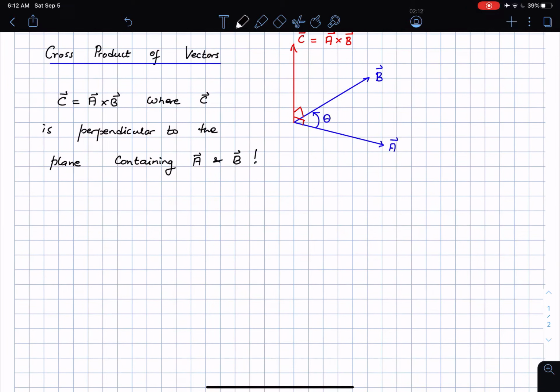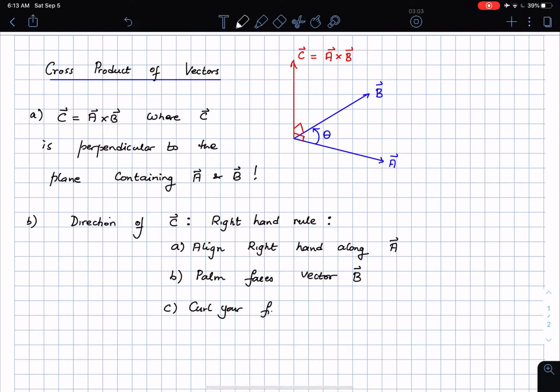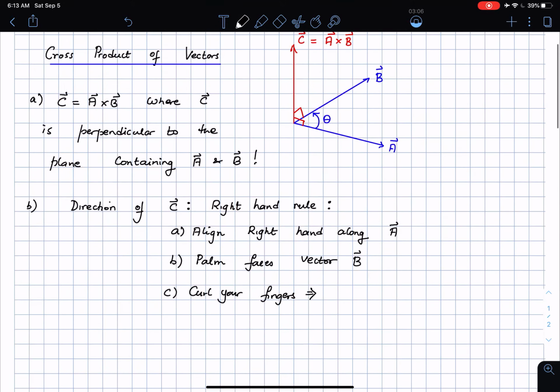And how do I get the direction of this vector C? It's by the right hand rule. Typically, with the right hand rule, you align the fingers of your right hand along the vector A, and then your palm faces the vector B. Then you curl your fingers. The direction of the thumb gives you the direction of vector C.